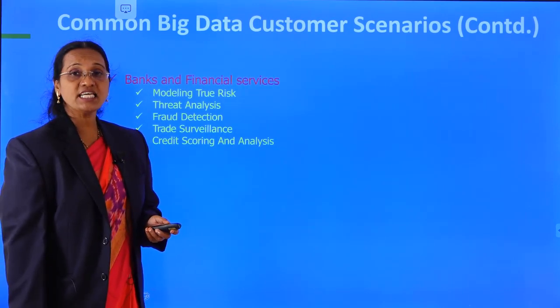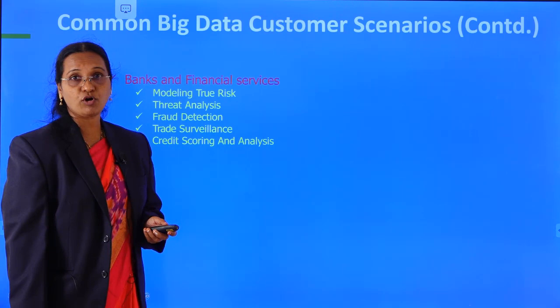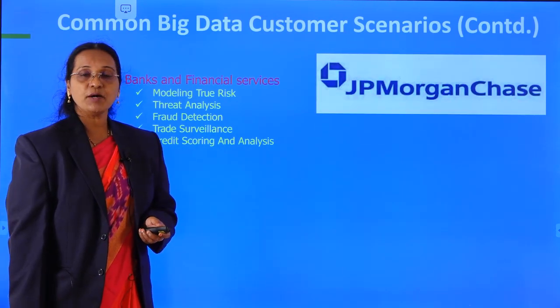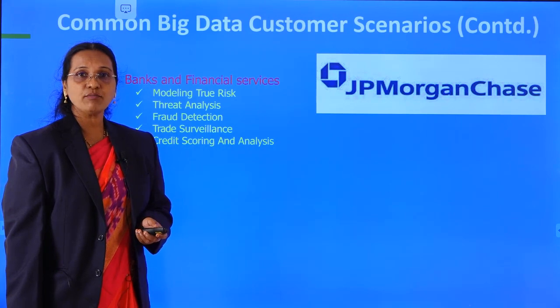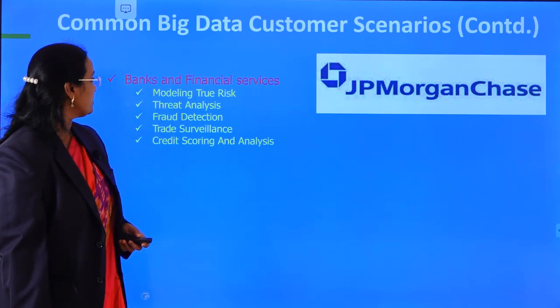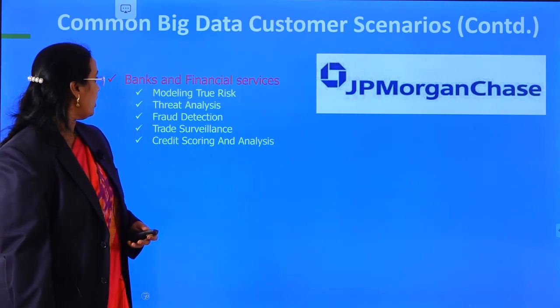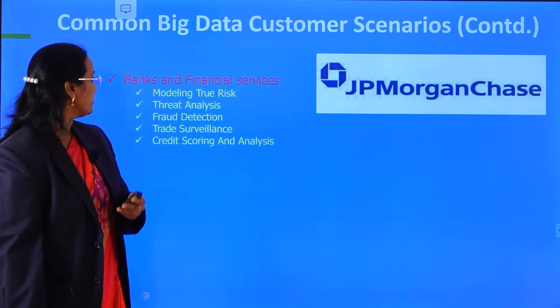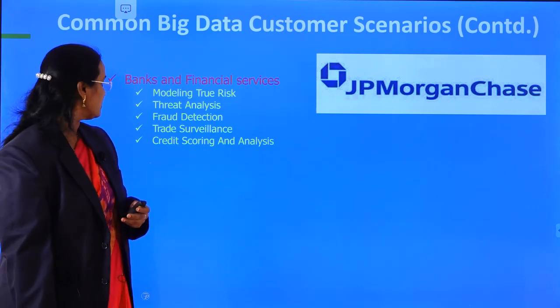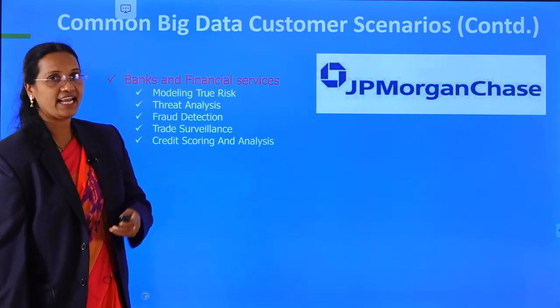Banks and financial services are also generating large amounts of big data. JP Morgan Chase is the biggest company in the world which is generating large amounts of big data. So banks and financial services generate big data through modeling true risks, threat analysis, fraud detection, trade surveillance, credit scoring and analysis.